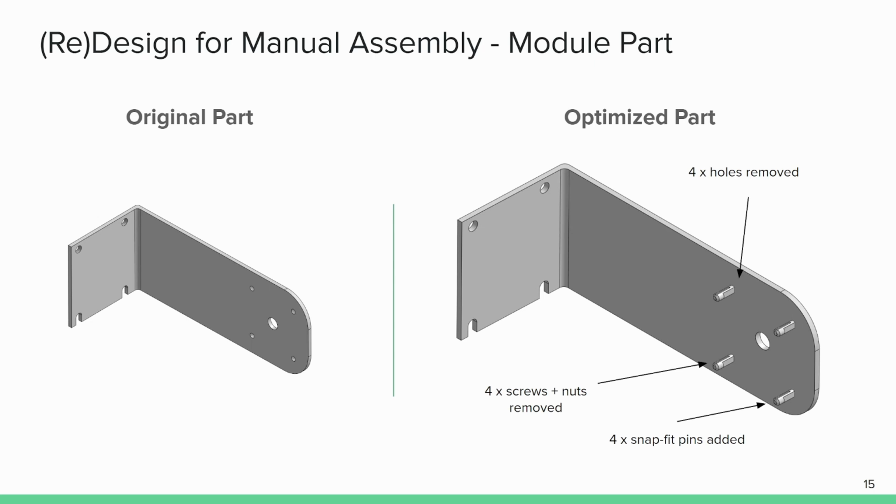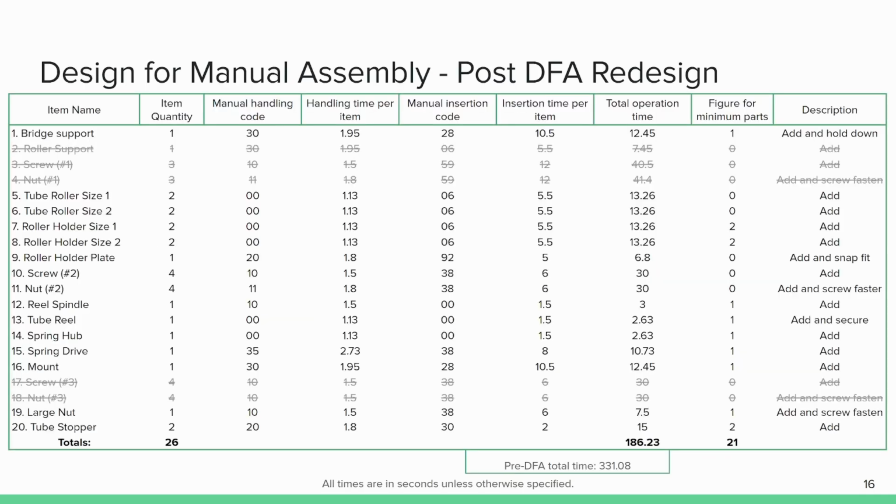Using snap fits instead of fasteners may increase manufacturing costs and reduce the part strength. However, the time savings of using snap fits is significant and takes precedence. As can be seen by the grayed out portions, we eliminate the nut and screw set number 1 and number 3, as well as the roller support. By doing so, our time went from 5.5 minutes to a measly 3 minutes.